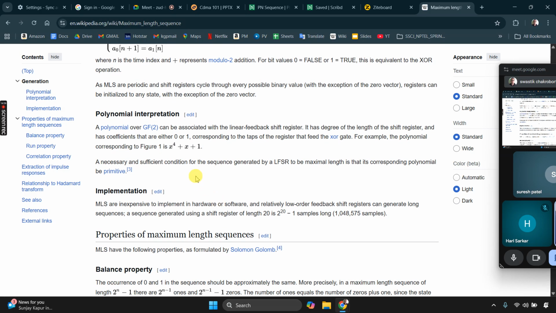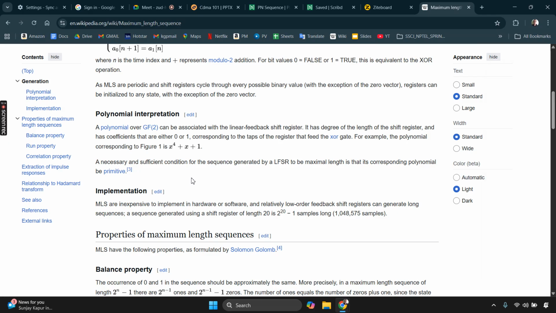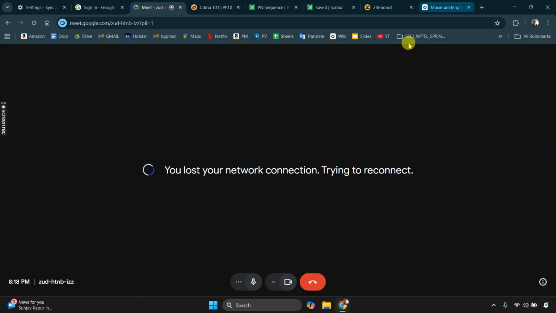So a necessary condition for the sequence generated by an LFSR to be maximal length is that its corresponding polynomial has to be primitive. It has to be primitive means it has to be irreducible. You cannot factor this polynomial into separate smaller polynomials.